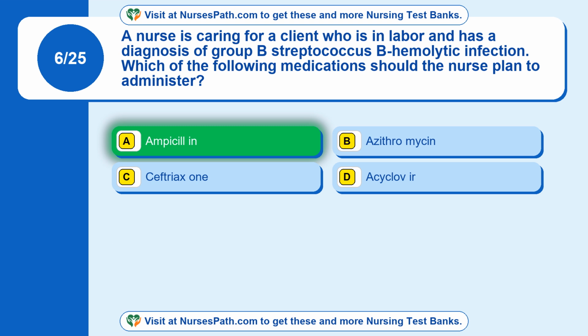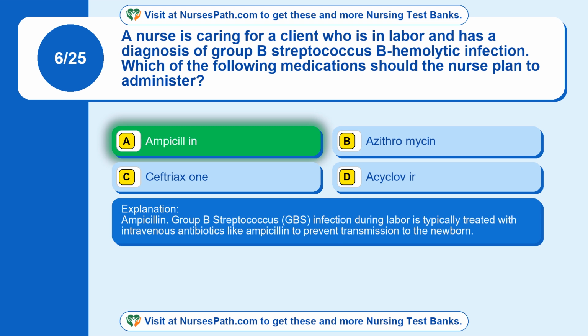Ampicillin. Group B Streptococcus, GBS, infection during labor is typically treated with intravenous antibiotics like ampicillin to prevent transmission to the newborn.